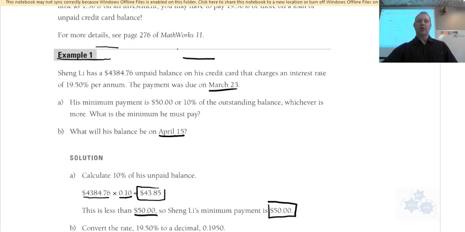So March 23rd to April 15th. So what we have to do is we have to count the number of days, right? Because this unpaid balance has been sitting on the credit card and accumulating daily interest. Okay, credit cards also, remember when we said if you calculate interest yearly, it's not as much as if you calculate monthly and so on. Well, it's not as much as if you calculate daily. And of course, the credit cards will calculate daily, so they can charge you the most interest.